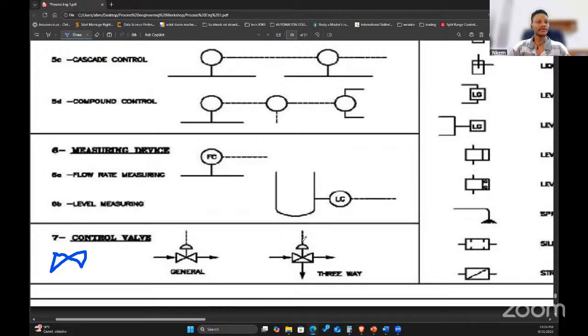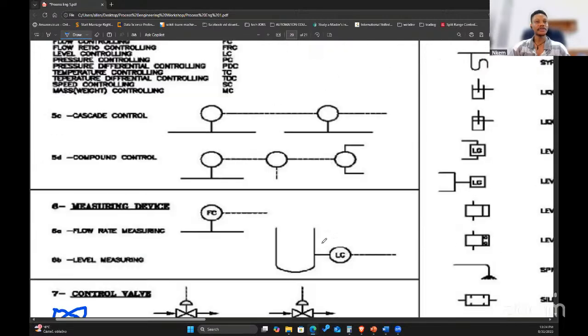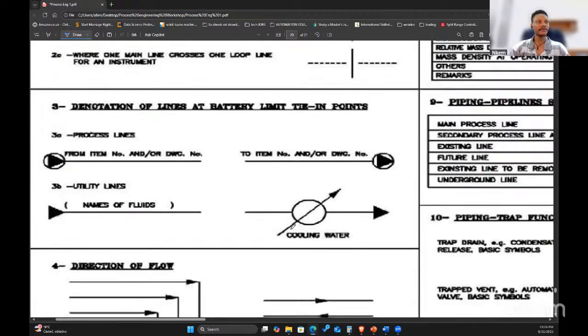But it's controlled automatically. You can also have a manual three-way valve. But this one is an automatic three-way valve. So the moment you see this, it's automatically controlled. So let's go to the next part. We have finished the first line. Let's go to the second one.